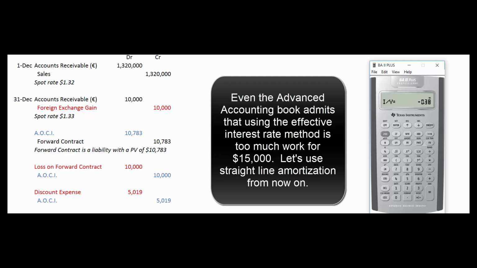And even the advanced accounting book says that's a lot of work. Let's just use straight line from now on. So it's $15,000 over 3 months, $5,000 a month.